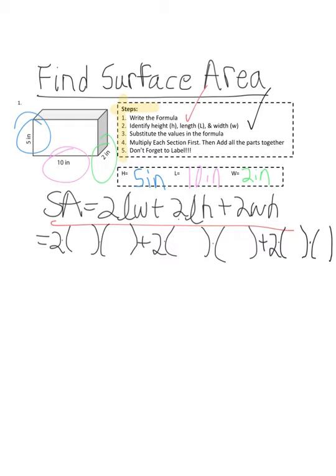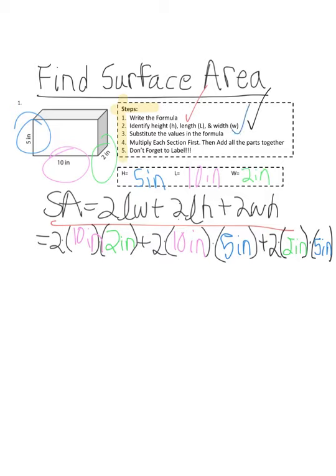So I took the formula and I rewrote it, but I didn't put the letters there. This time we're going to put the actual values of the letters instead. So it's 2 times L, so our L is our length, which represents 10 inches, times our width, which is 2 inches, and then that's the first section, plus 2 times L again, which is 10 inches, times H, which is our height, that we said is 5 inches. And then the third section is 2 times W, so our width is 2 inches, times our H, which is our height, and that is a total of 5 inches. So step 3 is done. Substitute the values into the formula.